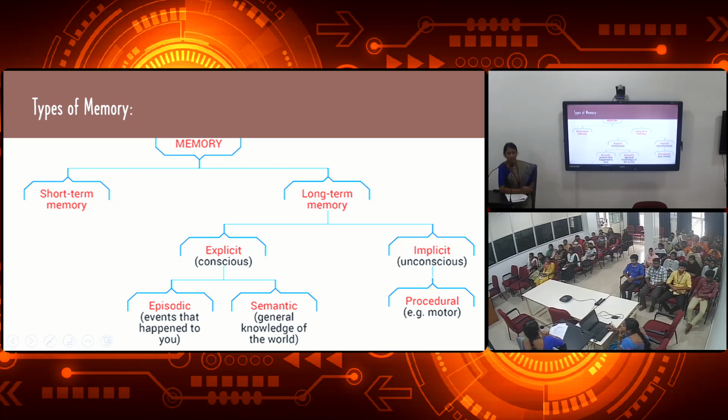Then the procedural memory. What is procedural memory? For example, brushing your teeth, taking a bath, or daily activities which you are doing. You are following a procedure for that. Those types of memories are stored in a procedural manner. So this is called implicit memory. Implicit is when you are doing something unconsciously.